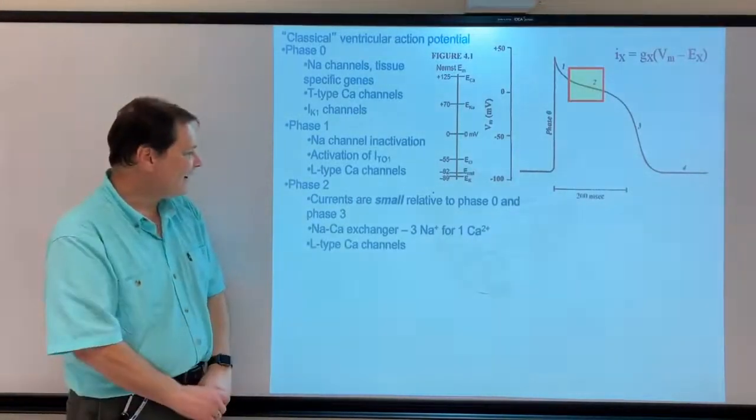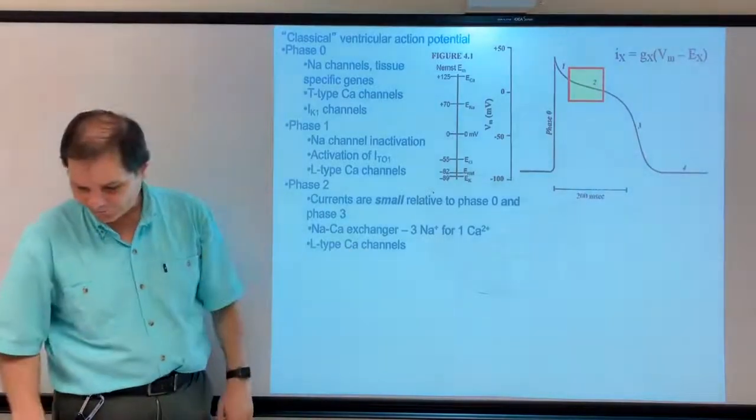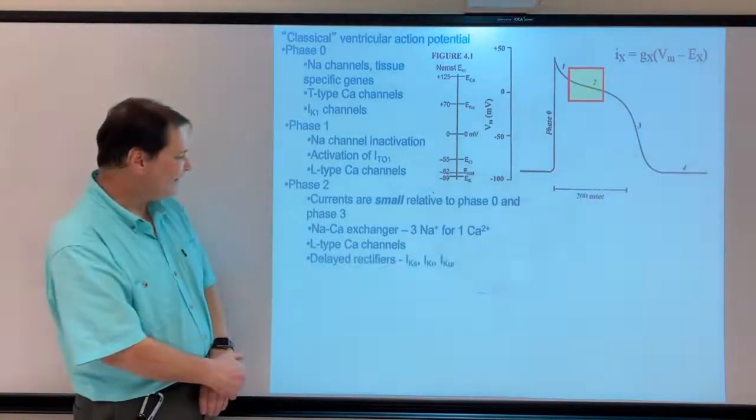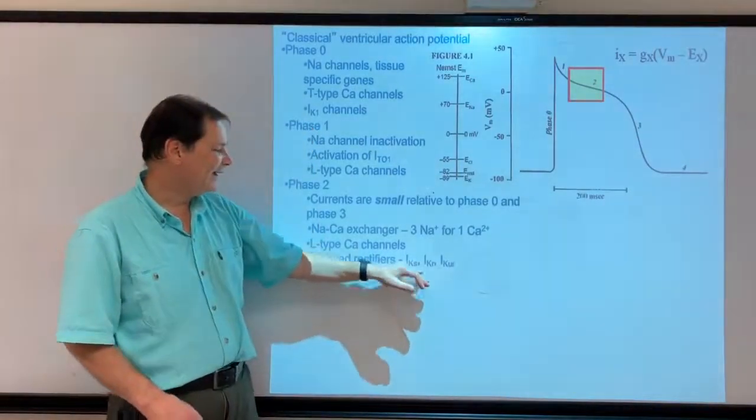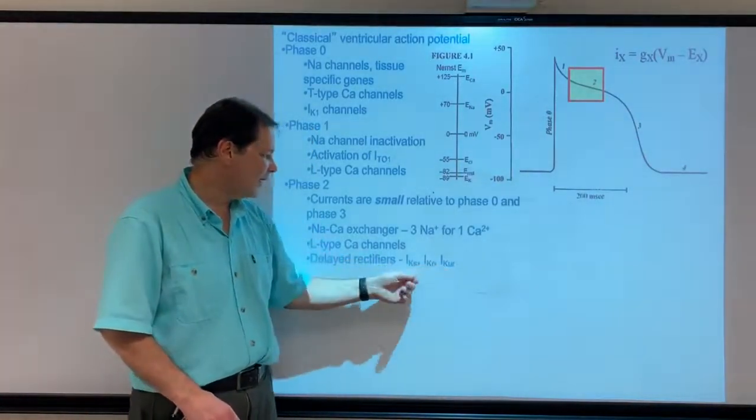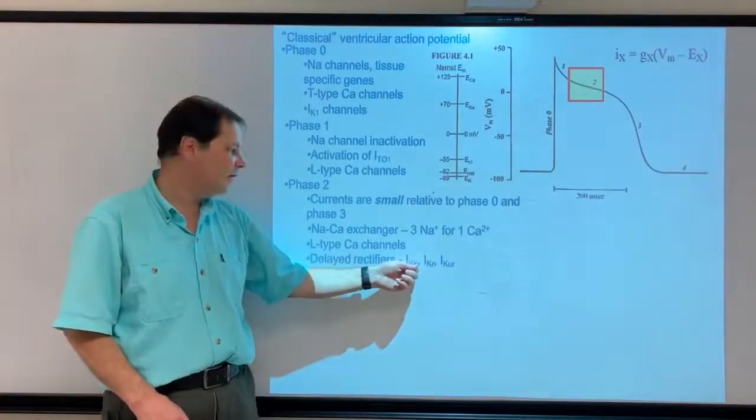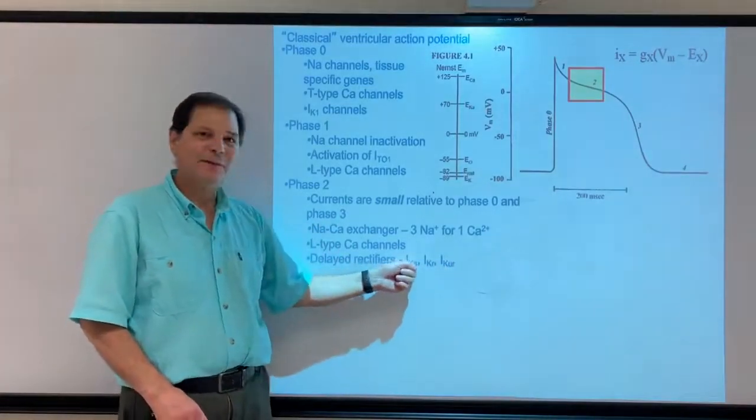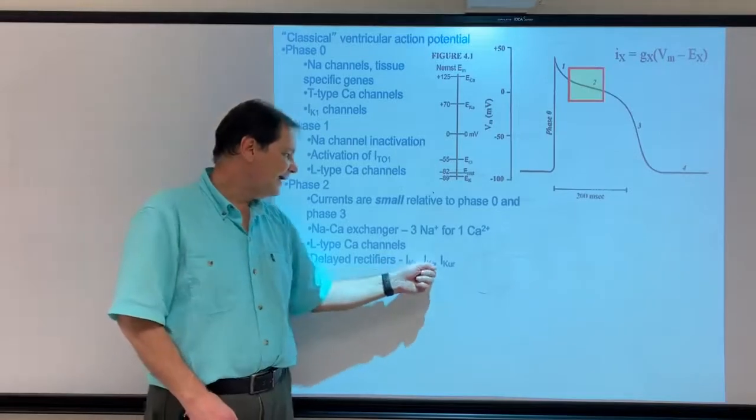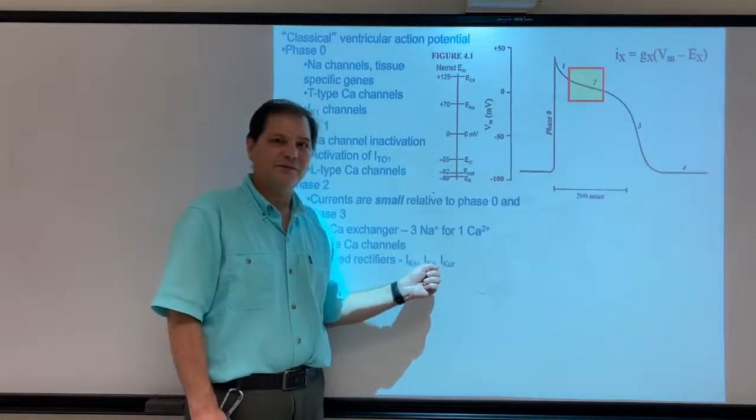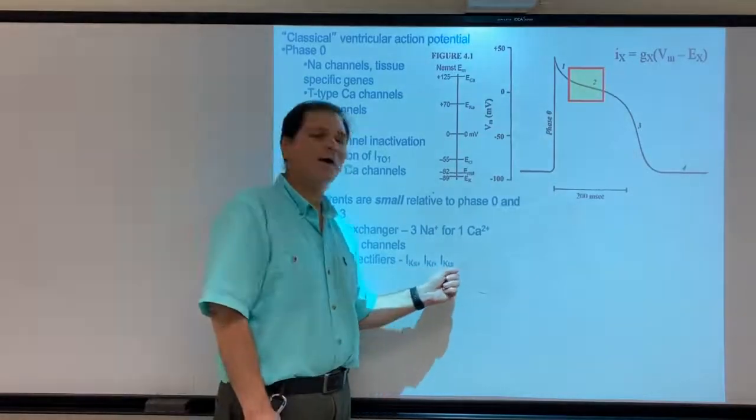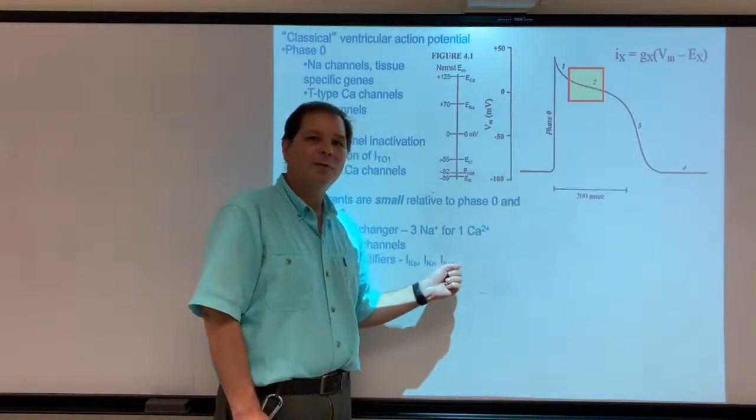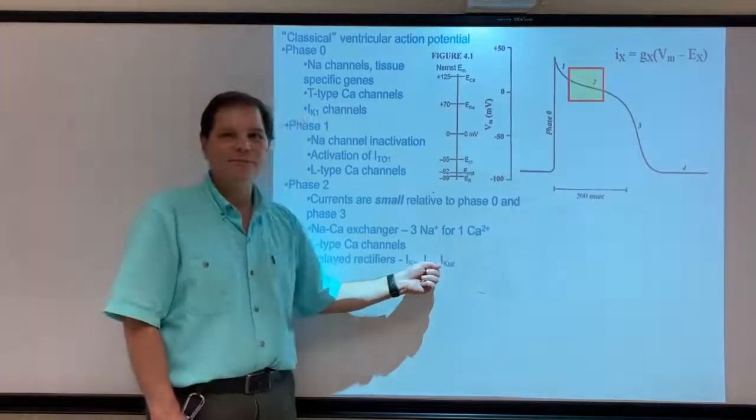And you have L-type calcium channels, again, allowing calcium to come in. And that's balanced by your delayed rectifier channels. That's IKS, IKR, and IKUR. IKS, S stands for slow. So as you might expect, these are slow to open. IKR stands for rapid, R stands for rapid. So these open faster than the slow channels. IKUR is ultra rapid. These open faster than the rapid.